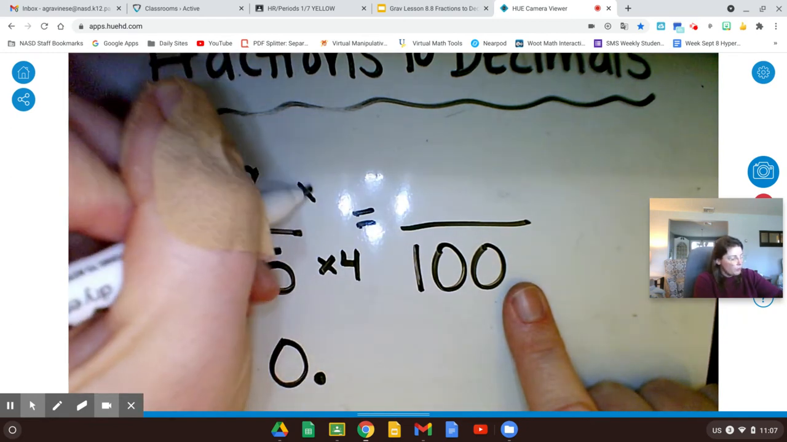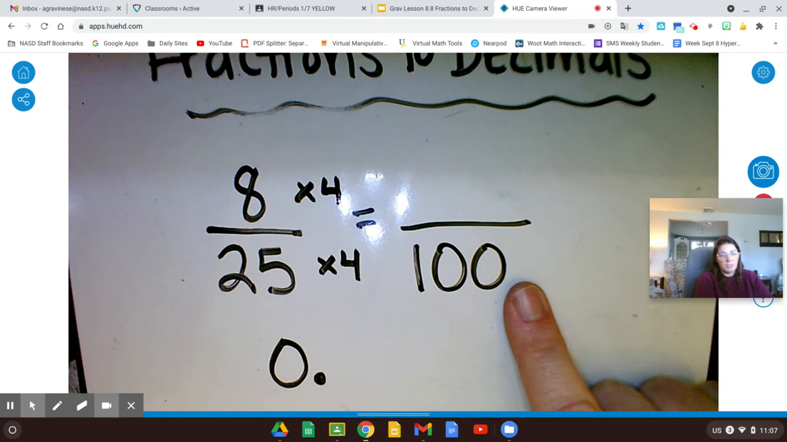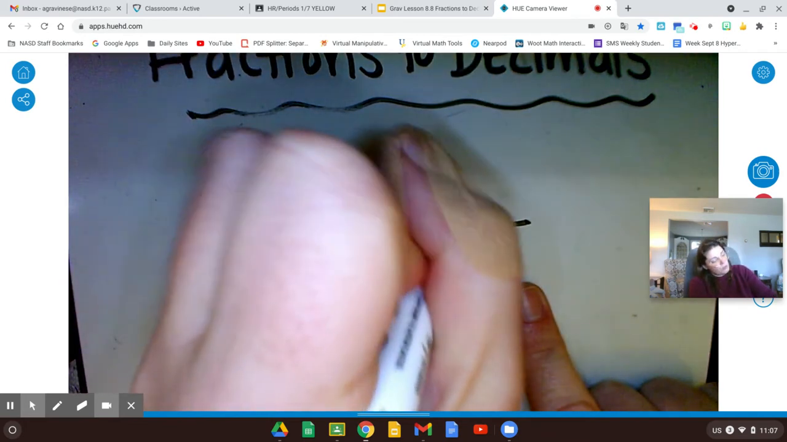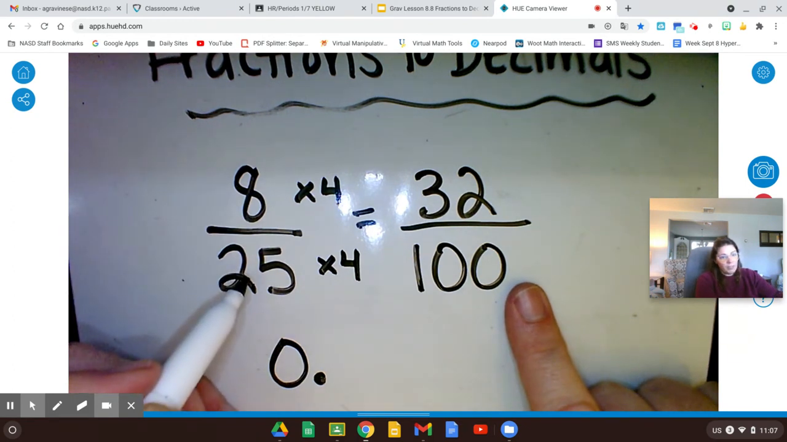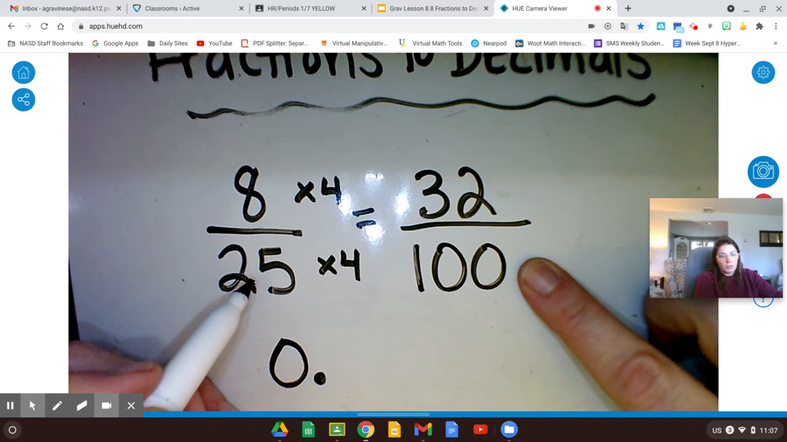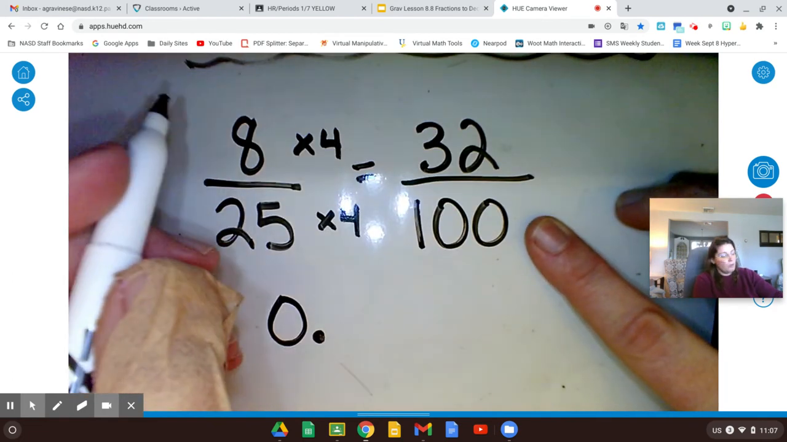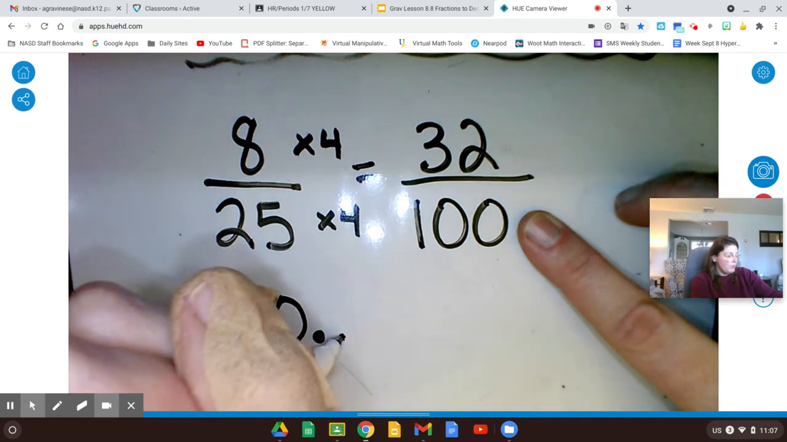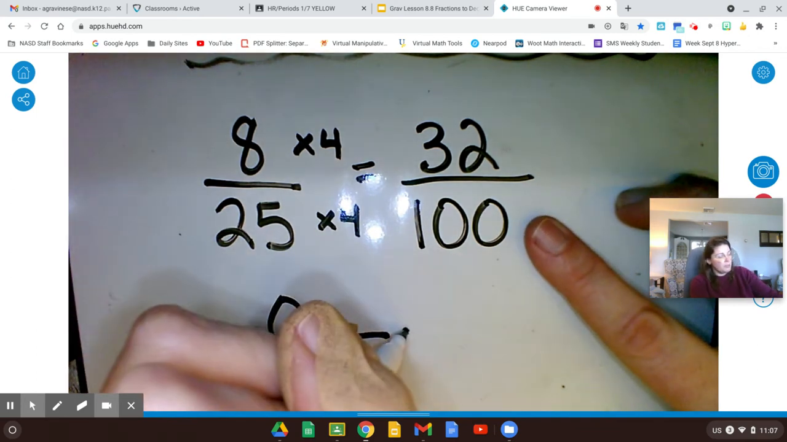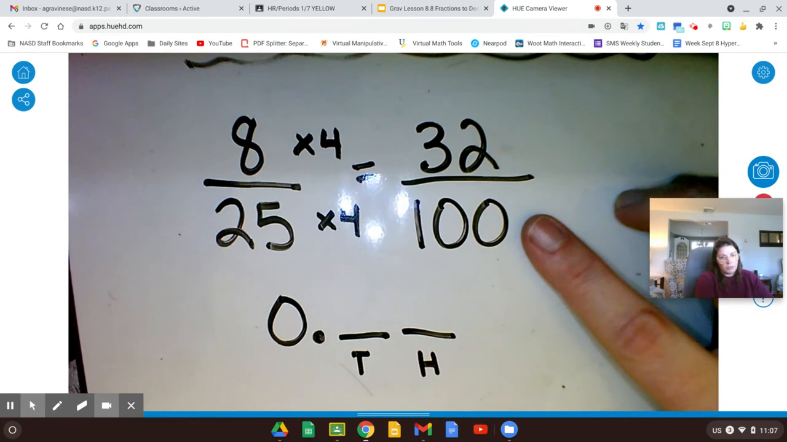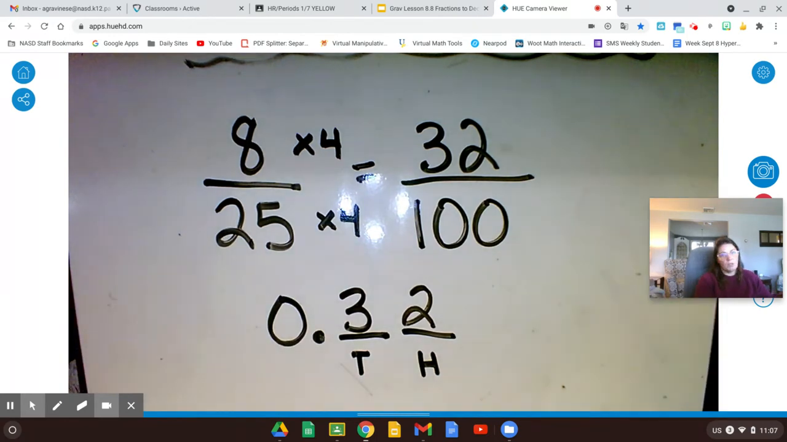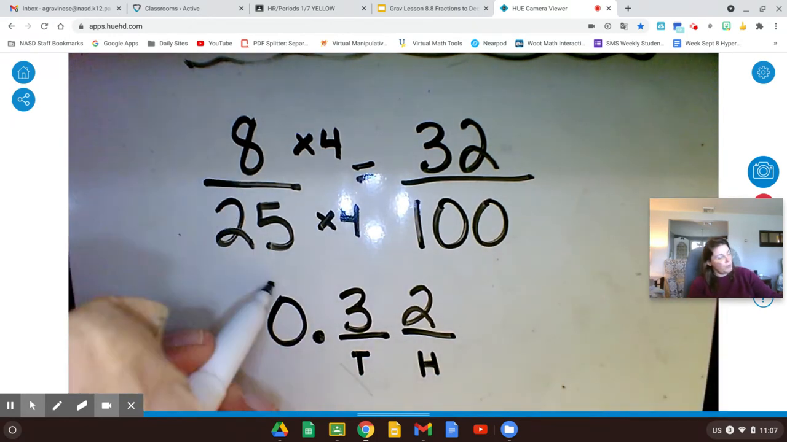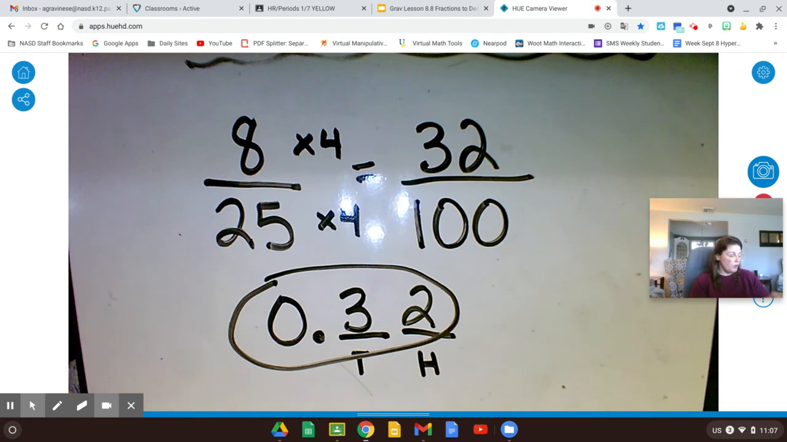So I have to do that to our numerator and multiply it by 4. Got to keep it the same. 8 times 4 equals 32. So 8/25 is equivalent to 32 hundredths. And to write that as a decimal, I have hundredths. The first spot is my tenths. The second is the hundredths. And how many hundredths do I have? I have 32 hundredths. So 8/25 is equivalent to 0.32 or 0 and 32 hundredths.